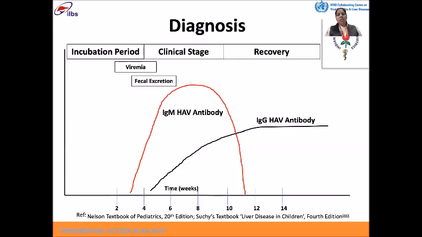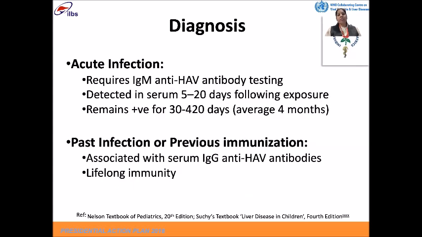Next, coming to the diagnosis. So we could see here, acute infection. In case of acute infection, IgM anti-HAV antibody testing is very important. This can be detected in serum within 5 to 20 days following exposure to the virus, and it remains positive for around 30 to 420 days, an average of 4 months. So we can easily make out that the patient has an acute infection.